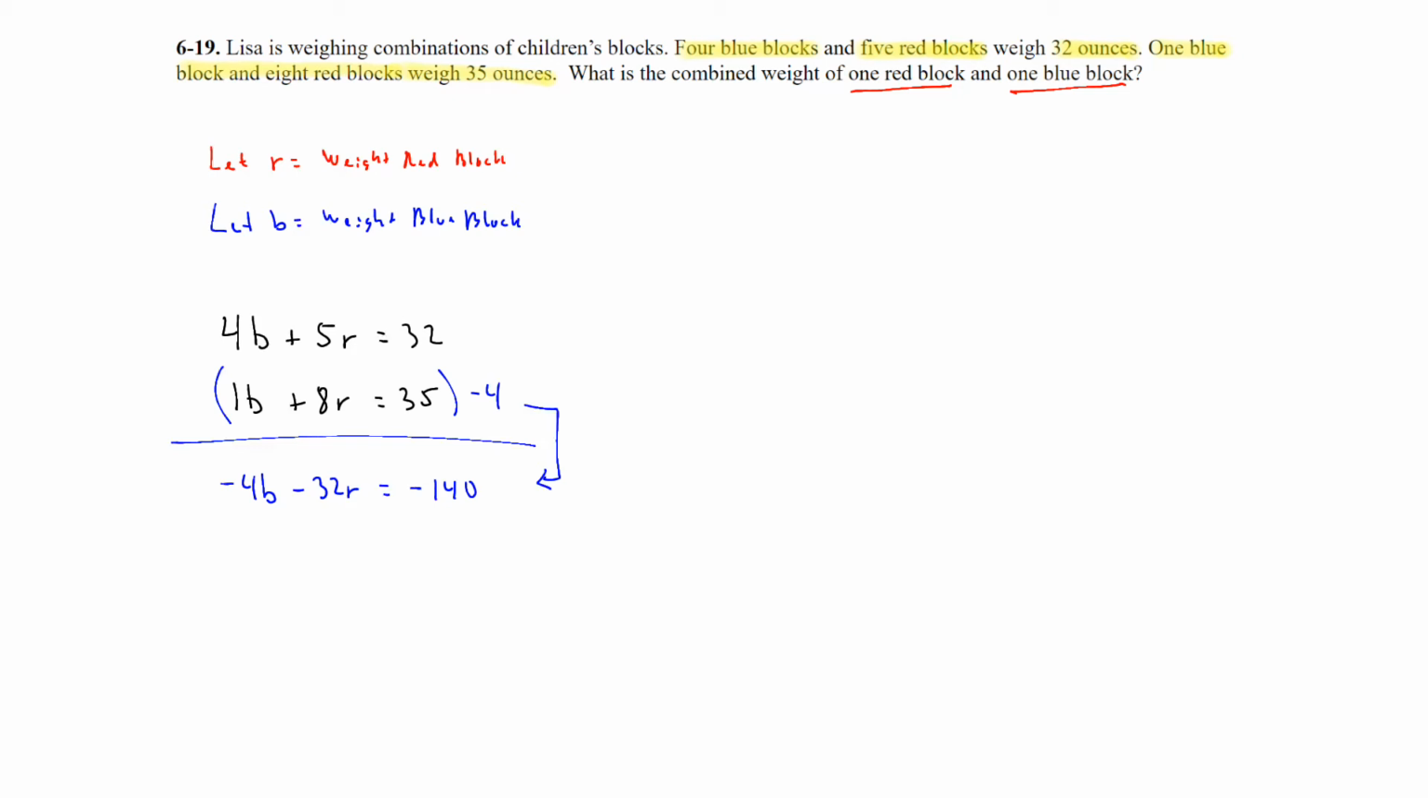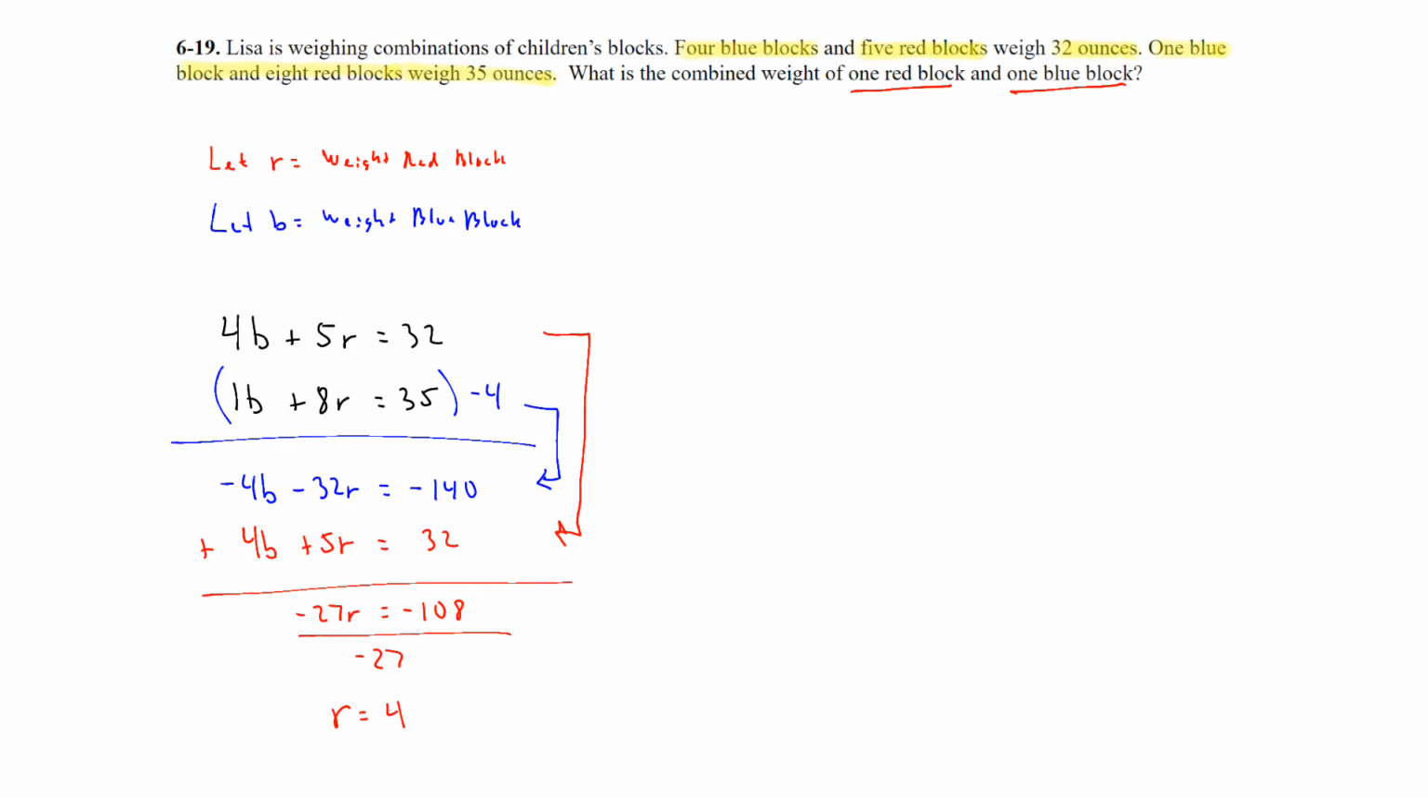Alright, and then I'm just going to take my first equation and rewrite it. I don't need to change anything. So this would be 4b plus 5r is equal to 32. And we'll add these two up. So the b variables eliminate. Then you're left with negative 32r plus 5r, which would be negative 27r, is equal to negative 108. Divide both sides by negative 27, and r would be equal to 4.